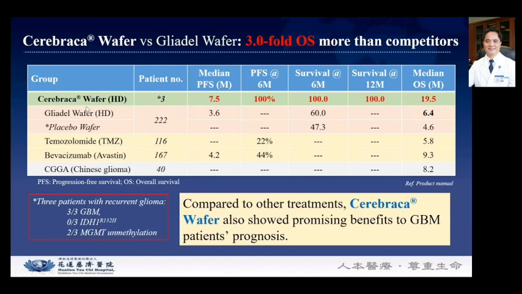Here, for the cervical wafer with 6 pieces, the progression-free survival at 6 months is 100%. For Temozolomide, 22%. For Avastin, 44%. The 6-month survival for the video wafer is only 6%, but for the cervical wafer, 100%. So for the maximum, the high dose of 6 pieces, the cervical wafer is now more than 19.5 months, and the video wafer only 6.4 months.